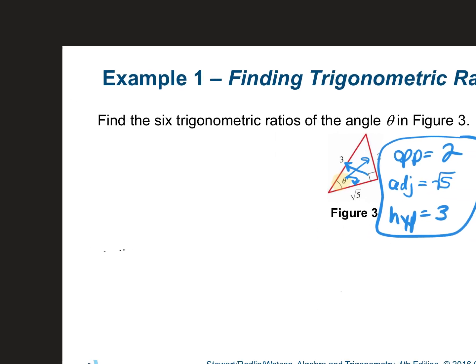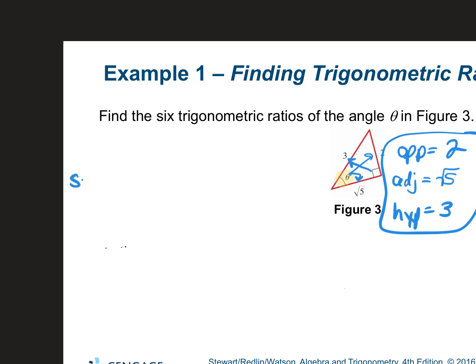You need to get in the habit of writing out sine theta, cosine theta, tangent theta. We'll write our reciprocals in a second. But sine is opposite over hypotenuse, so it would be 2 over 3, correct?